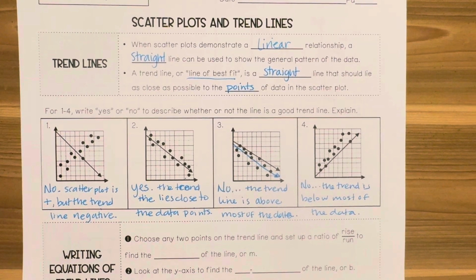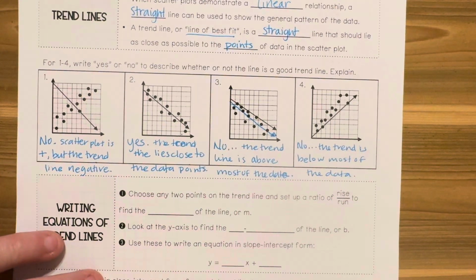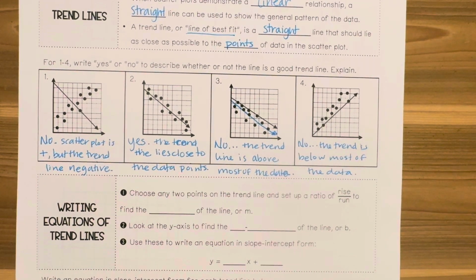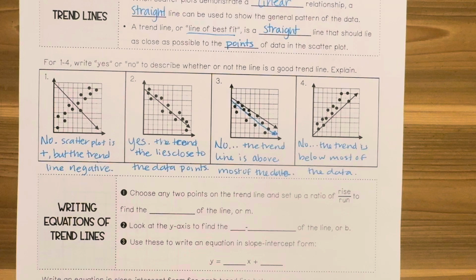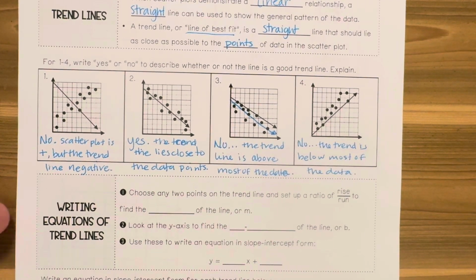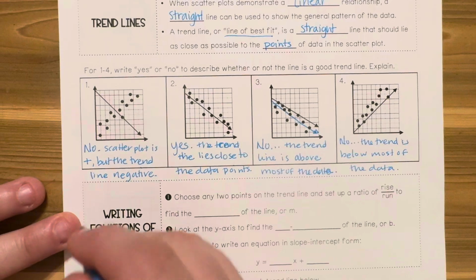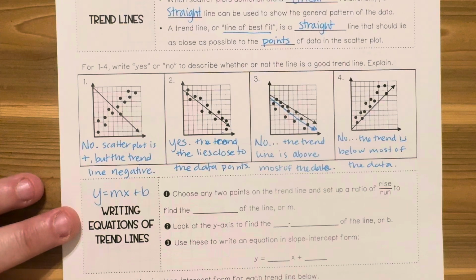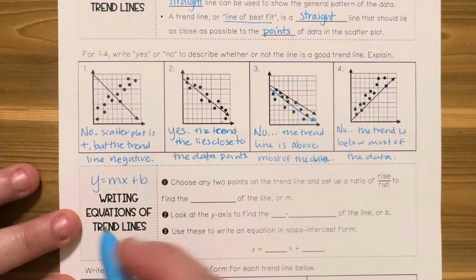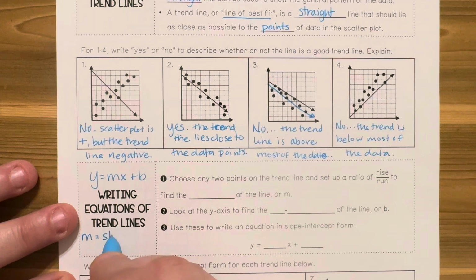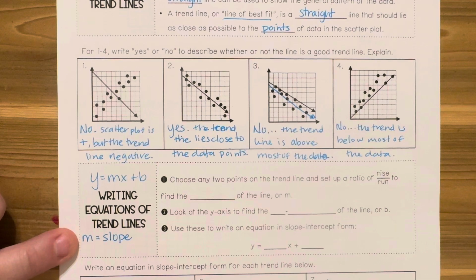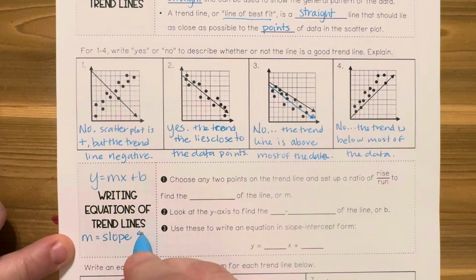Okay, so now we're going to talk about how to write the equation for trend lines. It's just like we write an equation for any line on a graph, right? We're going to look for the slope, we're going to look for the y-intercept, and we're going to use those to write an equation in y equals mx plus b form. Okay, that's something we're all familiar with. So we're going to put here y equals mx plus b. We're going to write down some things to remind us of stuff. m is slope, right? That's your change in y over your change in x, or rise over run.